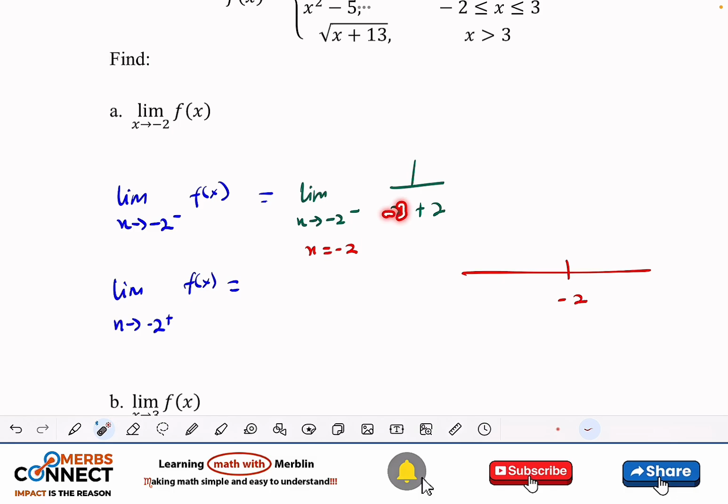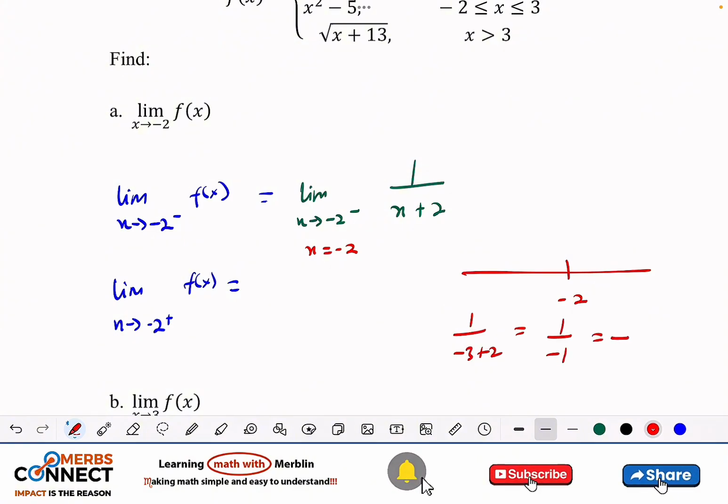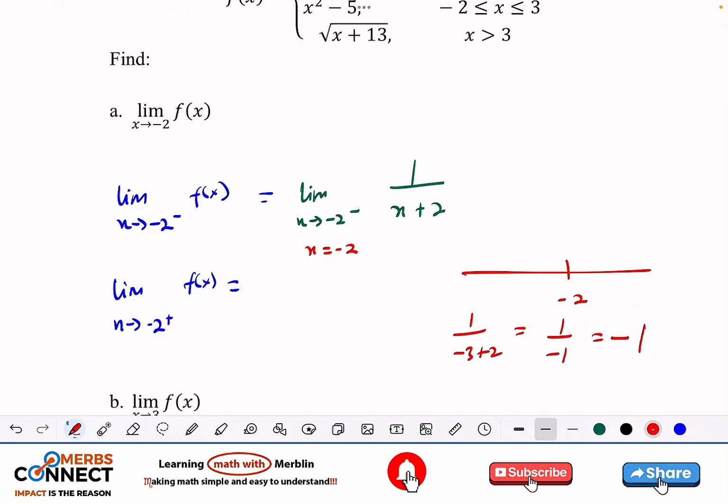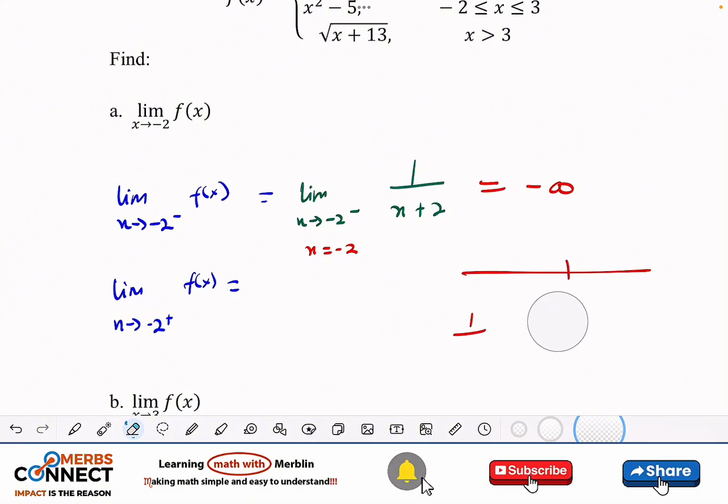So when I put negative 3 here, I'm going to have 1 divided by minus 3 plus 2, which is 1 divided by minus 1. So this is going to give us minus, and this giving us minus 1 is telling us that this is going to be negative infinity, not negative 1. So when I solve this one, this will blow up to negative infinity. So basically that's what I'm going to get here.